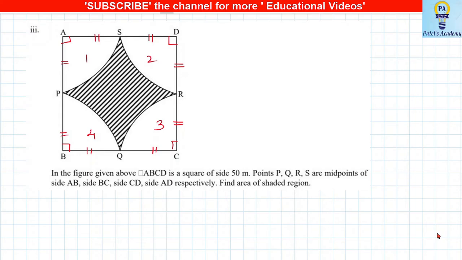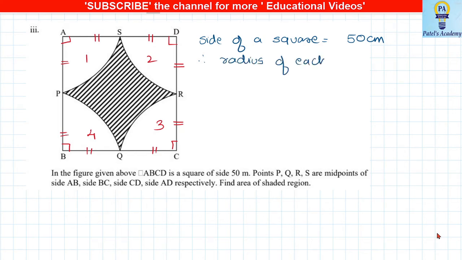From each vertex of a square. So the side of the square is 50, so the radius is going to be 25, half of it. Okay, so see what I'm writing. Side of a square equals 50 centimeters. Therefore, radius of each sector equals half of 50, that is 25 centimeters.